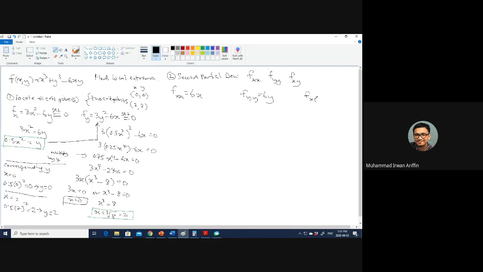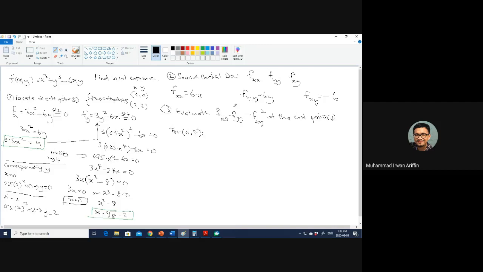And what is our f sub xy? There is no y here. There is a y here. So negative 6. Negative 6. And then this brings us to step number 3, where we need to evaluate f sub xx multiplied with f sub yy minus f sub xy squared, okay, at the critical points. Since we have two critical points, we're going to deal with them one by one. So first of all, for the critical point 0 and 0.